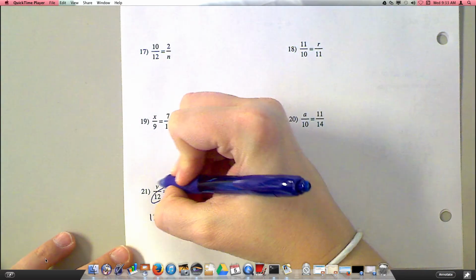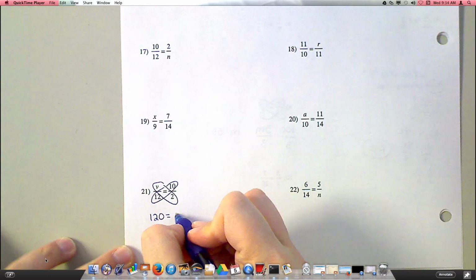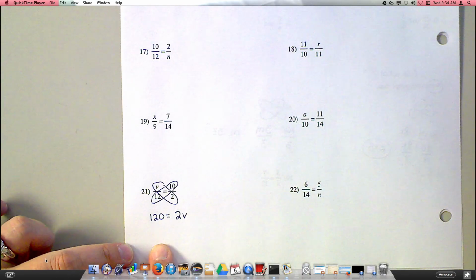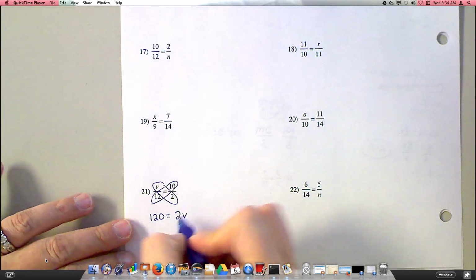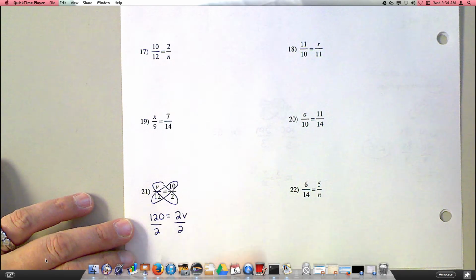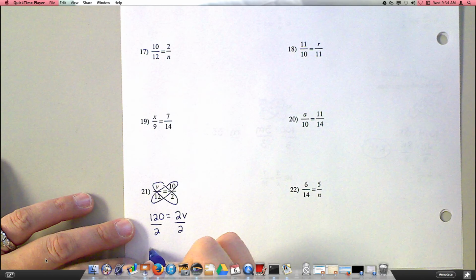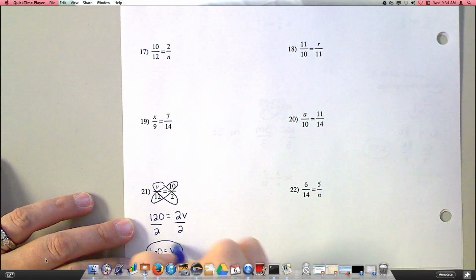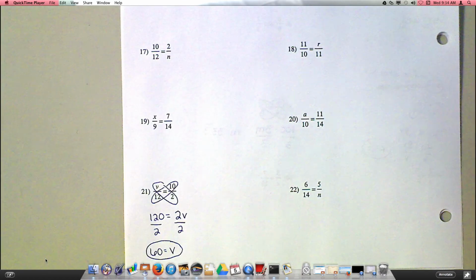Good. Equals 2V. Do you see, by the way, why I gave you the warm-up problems that I did? Okay. Divide by 2. 120 divided by 2 is 60. So my final answer is 60. Okay. Good? Or V equals 60. Either way is fine.